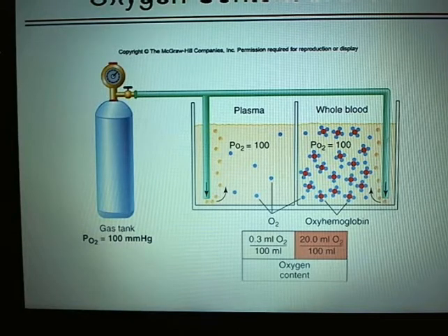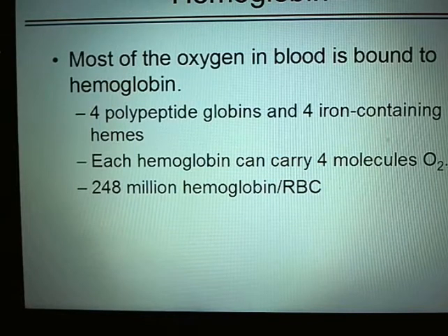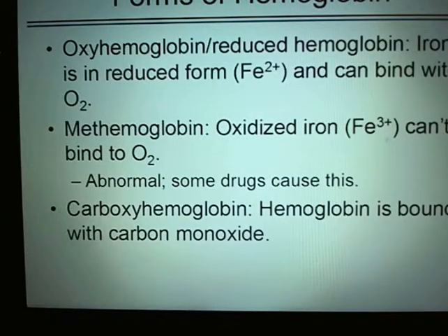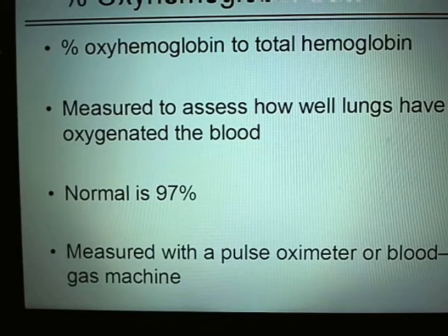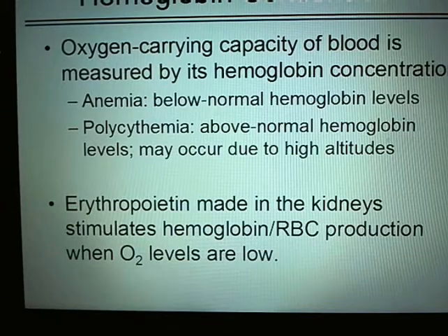Earlier in the semester we talked about the difference between normal range, normal values, versus average, and in the different diseases. Hemoglobin carries the oxygen. Oxyhemoglobin is iron reduced, combined with O2. Methemoglobin is oxidized, it can't bind. Carboxyhemoglobin is found with carbon monoxide poisoning. Saturation is normally about 97%.